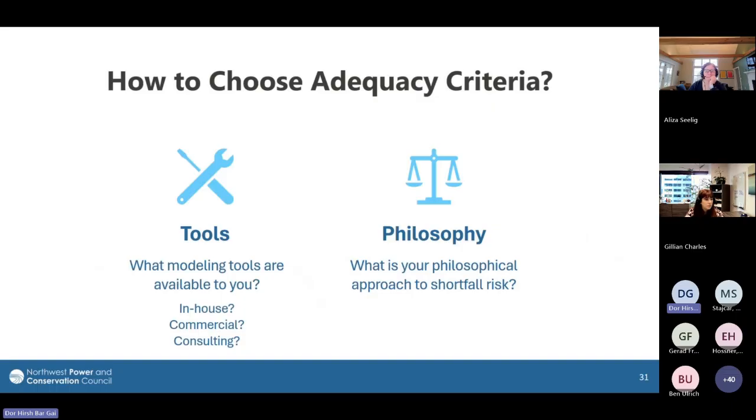How we choose our criteria, on the one side, it's the tools, and really there's no way around it. Different tools have different strengths. And if you're using your own in-house, which could be perfect, there's nothing wrong with in-house tools. You could be using a commercial tool or a consulting tool. I'm sorry, meaning a consultant that uses their own tools.